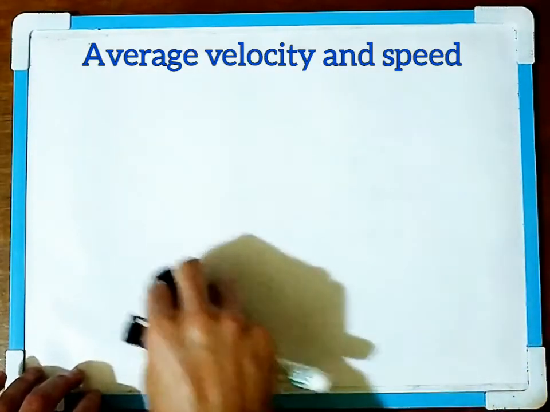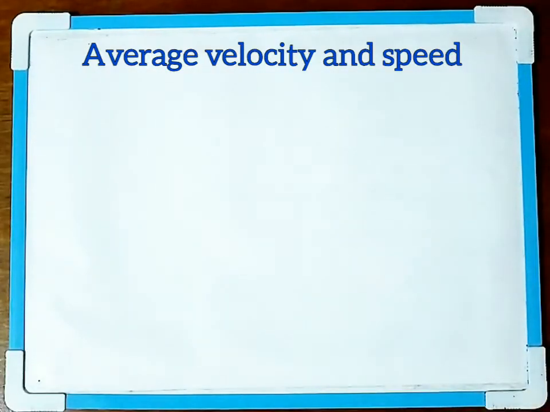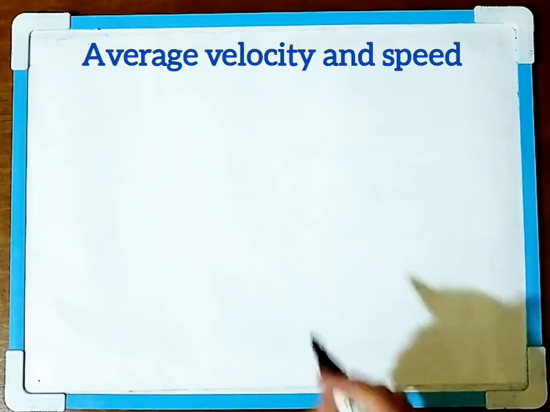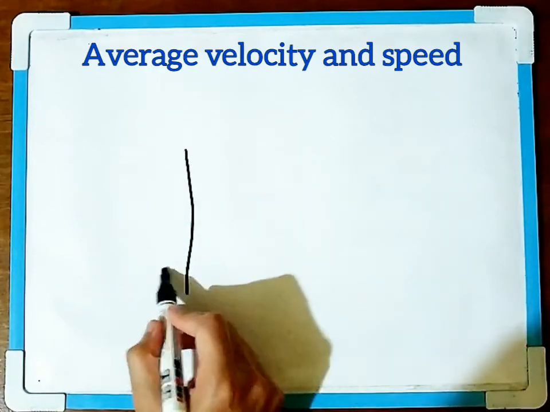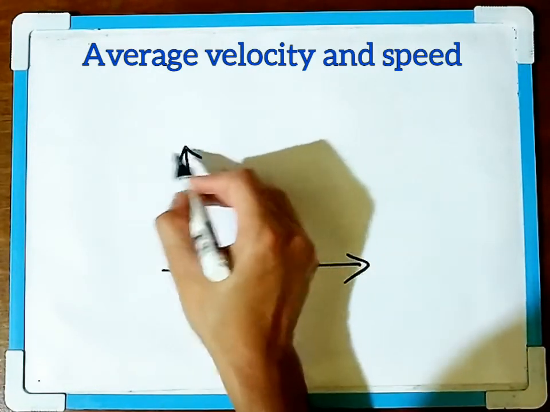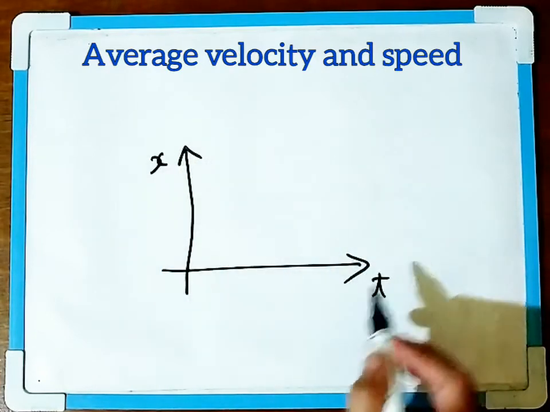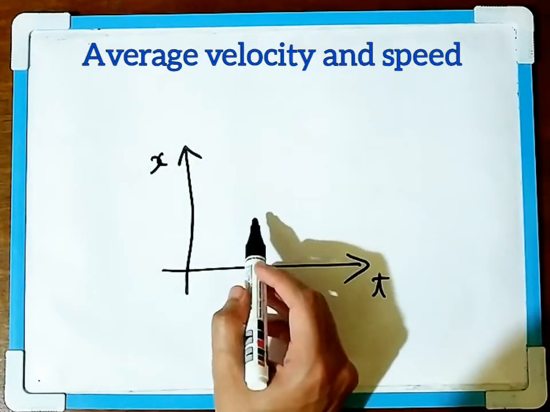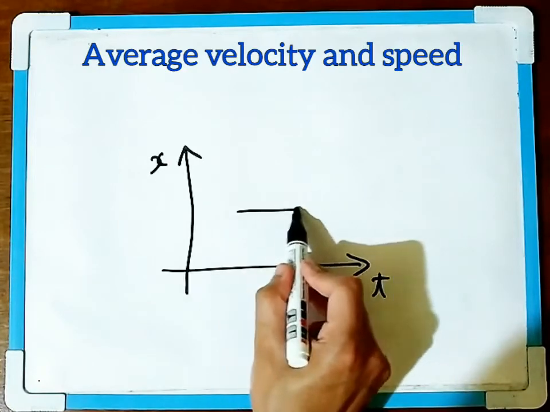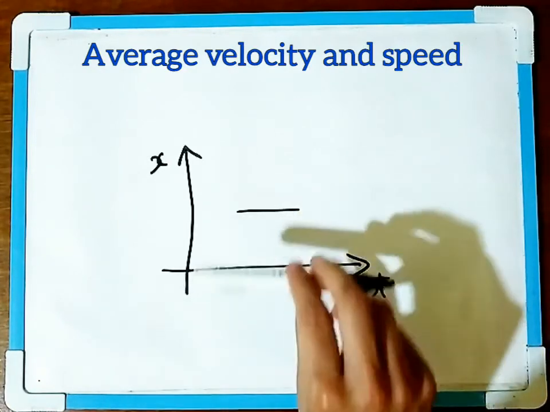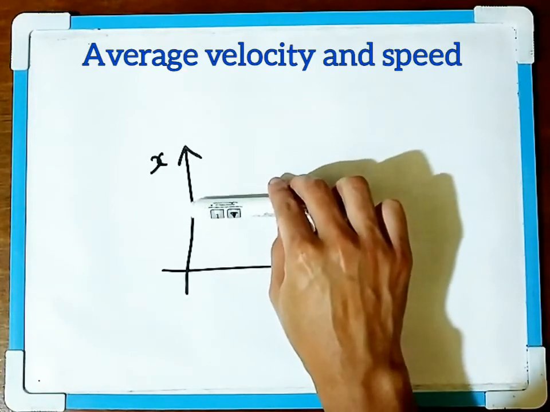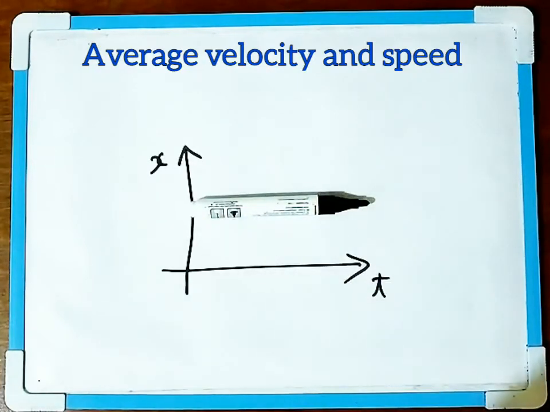Now by slope of the line, I hope you understand this concept. If you have a position time graph in this way, then if the line is straight, then this line has no slope. It's not slanting, so it has no slope. In this case, the slope is 0.